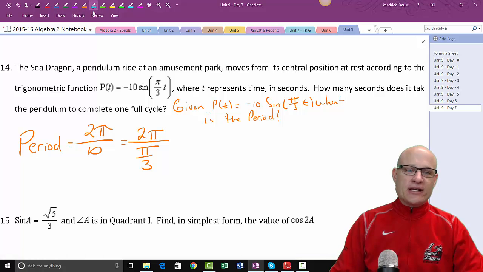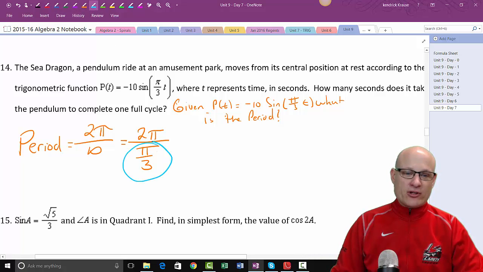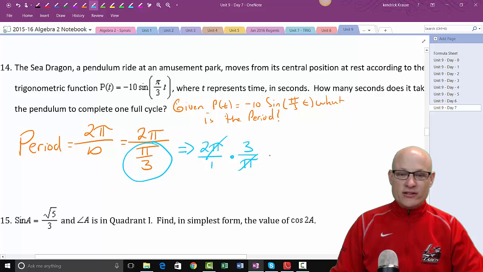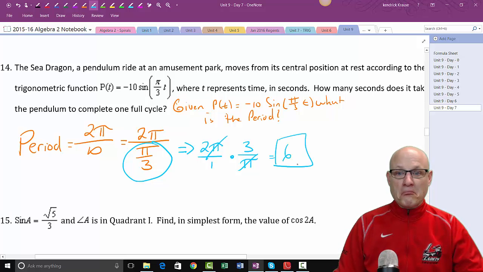All right, kiddies, you got to get used to it. Dividing by a fraction is the same as multiplying by the reciprocal. So this is equal to 2 pi over 1 times the reciprocal, which is 3 over pi. The answer is 6. Boom! Shaka-laga-laga.